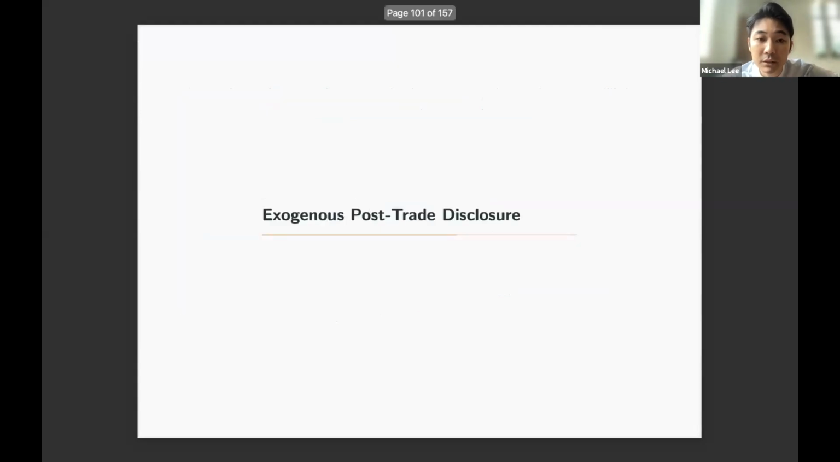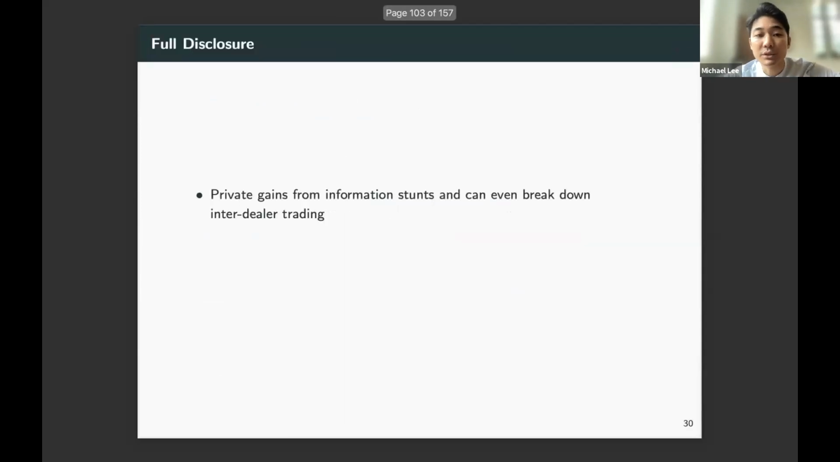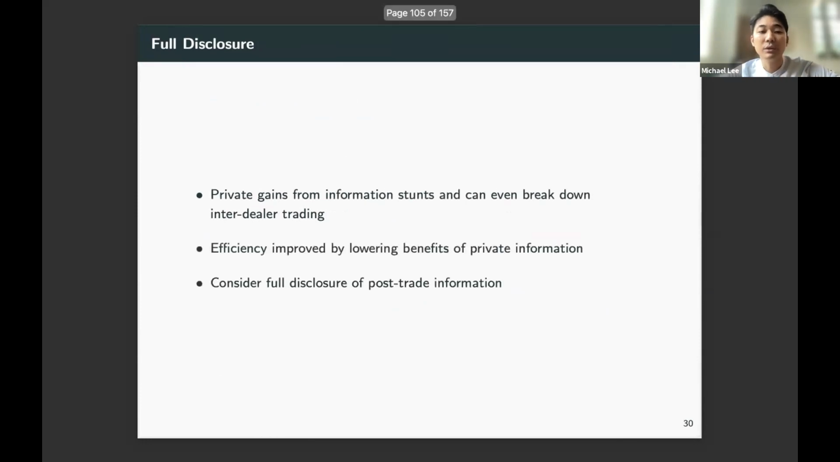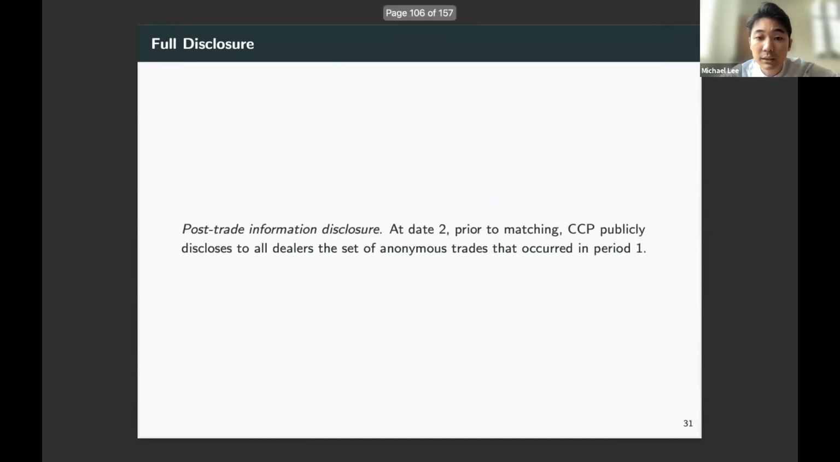All right, so let's move on to the exogenous post-trade disclosure environment. What I've shown you here is that there are these private gains from information that stunt and can even break down interdealer trading. And so a natural question is, how can we use disclosure of this post-trade information to improve liquidity and efficiency in these markets? As I alluded to earlier, the platform here can gather all these trades.